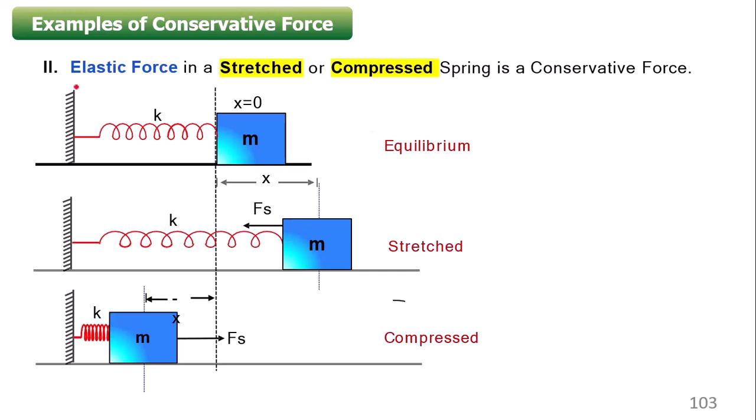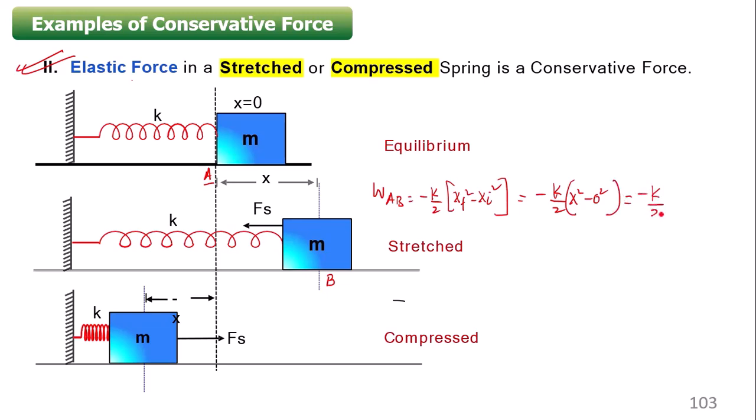Second is called elastic force. We have already learned this. So elastic force is the kind of force which is a conservative force. That means, let us say from point A I am moving to point B. So from 0 to B, what is the work done? The work done for the A to B path is equal to minus K by 2 into x final square minus x initial square. Now x final is x, so minus K by 2 into x square, and x initial is 0. So ultimately I am getting minus K by 2 x square.